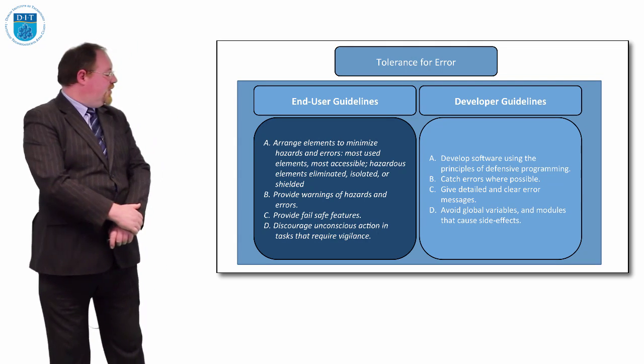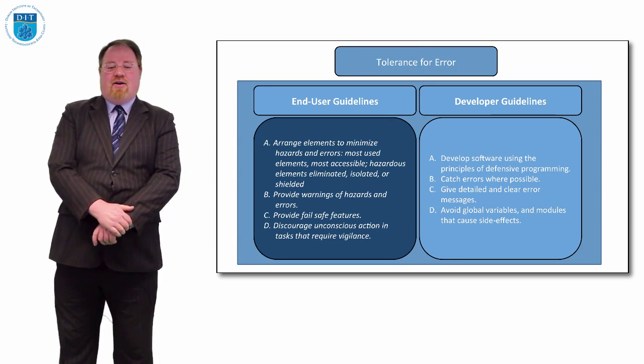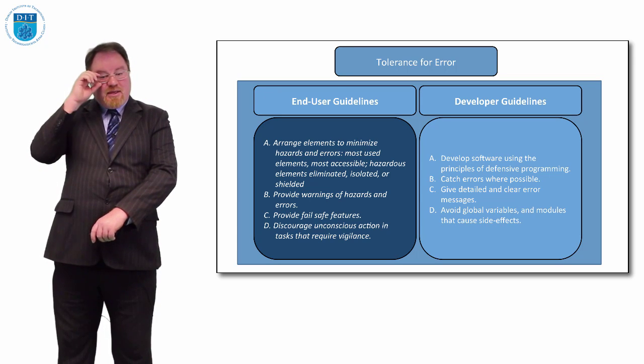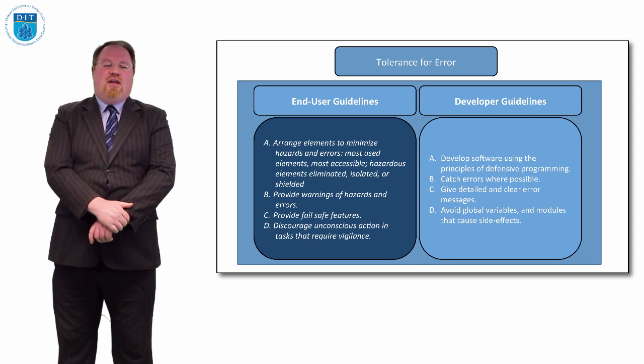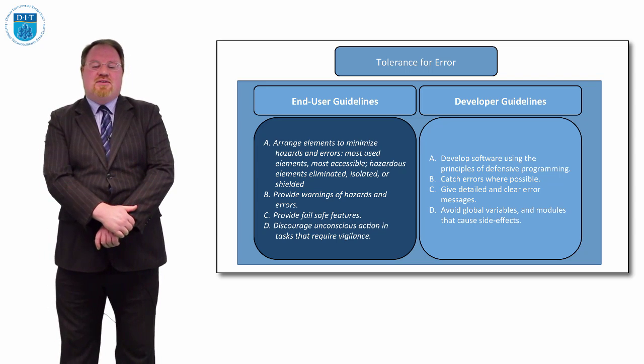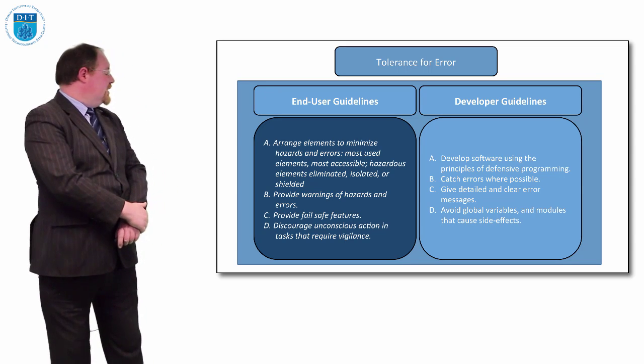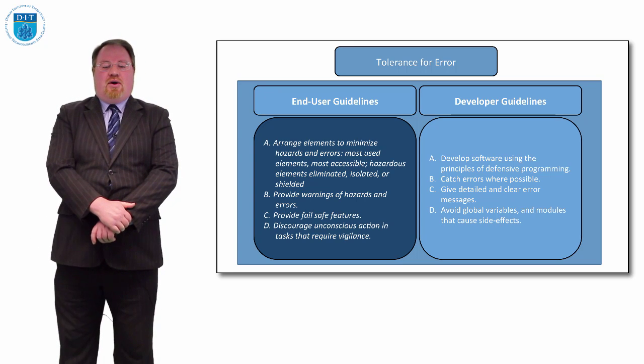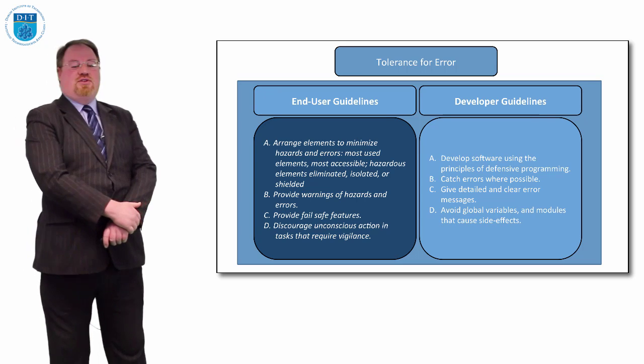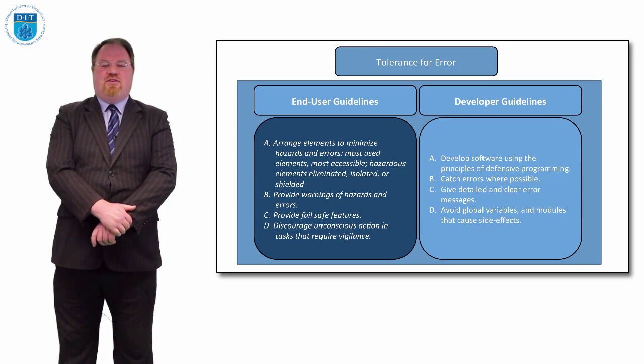The next one is tolerance for error. Our guidelines are to arrange elements to minimize hazards or errors. The most used elements are most accessible, hazardous elements eliminated or isolated or shielded. Provide warnings of hazards and errors, provide fail-safe features, and then discourage unconscious actions in tasks that require vigilance.